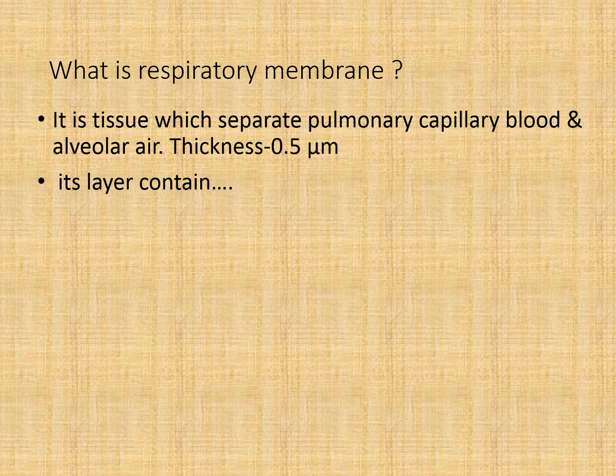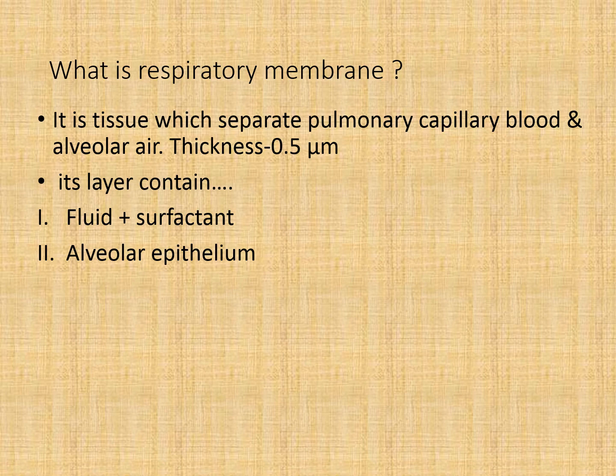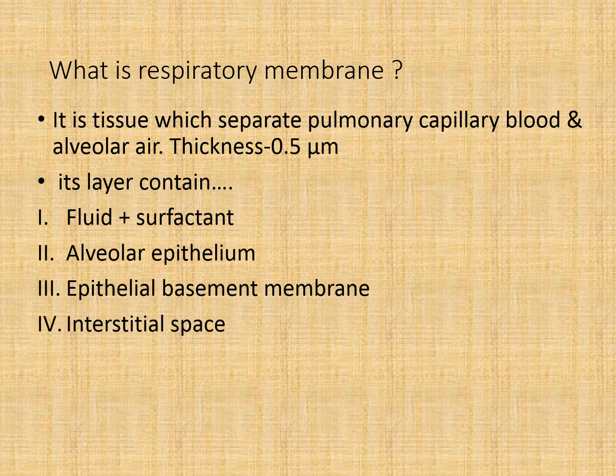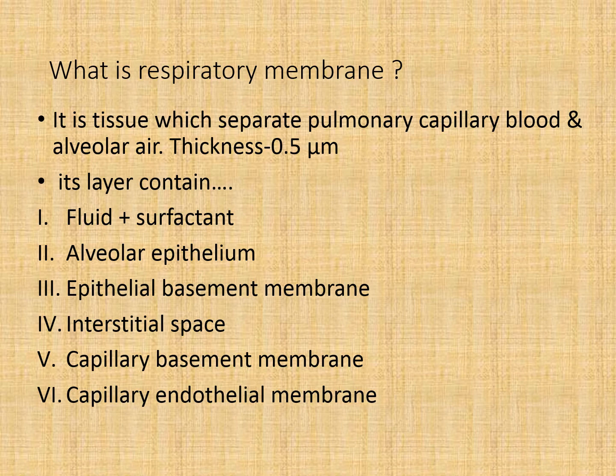If we see the structure of the respiratory membrane, it contains layers. First, fluid plus surfactant. Second, alveolar epithelium. Third, epithelial basement membrane. Fourth, interstitial space. Fifth, capillary basement membrane. Sixth, capillary endothelial membrane. Seventh, plasma. You can add RBC and hemoglobin.